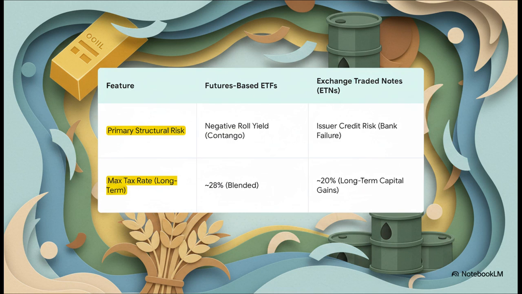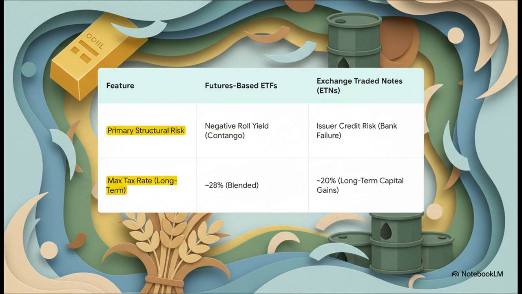With a standard futures-based ETF, your biggest risk is that contango drag we just talked about. The alternative is an exchange-traded note, or ETN. It gets around the roll yield problem, but, and this is a big but, it introduces a completely different risk, issuer credit risk. An ETN is basically just a loan to a bank. If that bank goes under, you could lose everything.